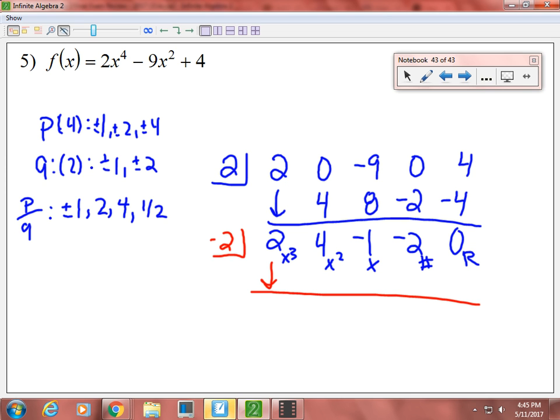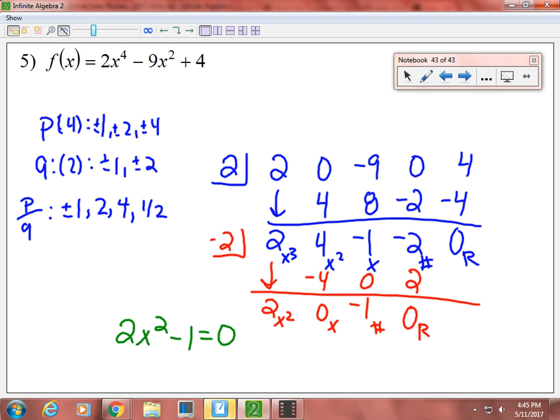So if I do negative 2, dropping this down, I get negative 4, which is 0, 0, negative 1, positive 2, 0. Okay, so that's my remainder, my number, my x, and my x squared. So now my new equation that I have to solve is 2x squared minus 1 equaling 0. So then, from there, that's going to give me x squared equals 1/2 when I add the 1 and divide by 2. So then I have to take the square root of both.